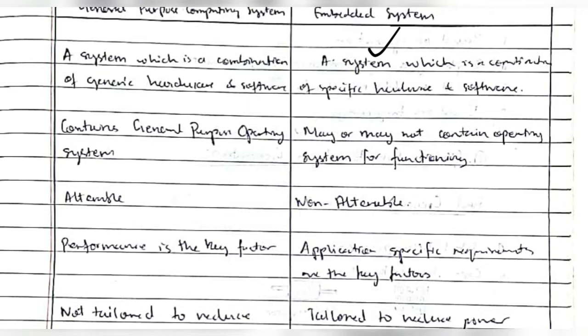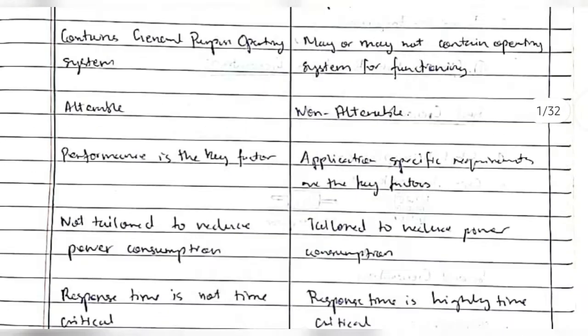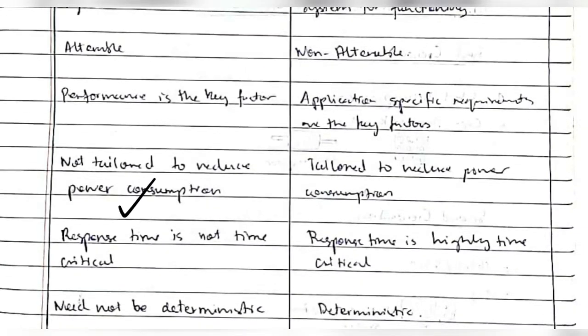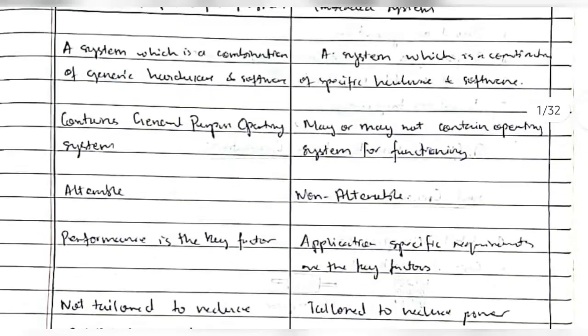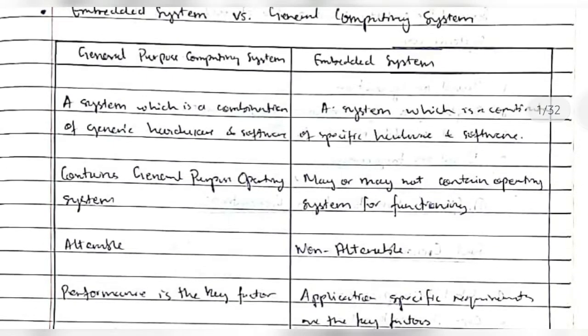General is alterable, embedded is non-alterable, and general is not time critical, meaning the output is not so important there, whereas the output at the proper time is very important here. These are the differences which you can form by yourself also. What is the general difference between something being general and something being specific? You can write it in your own words also.